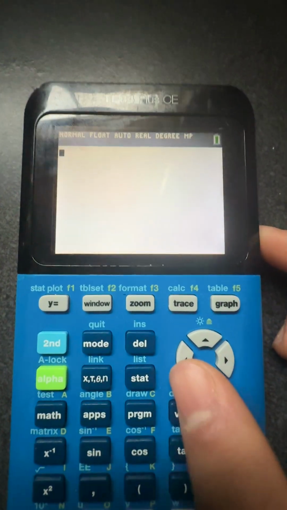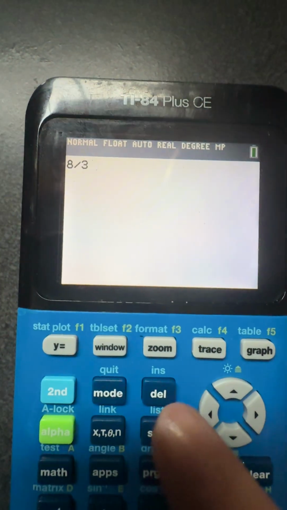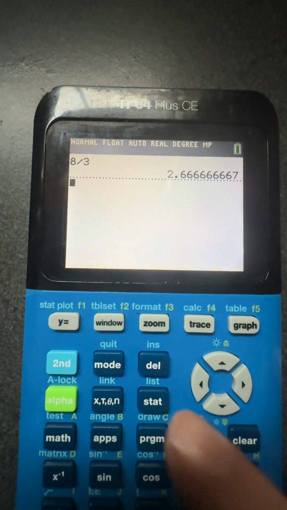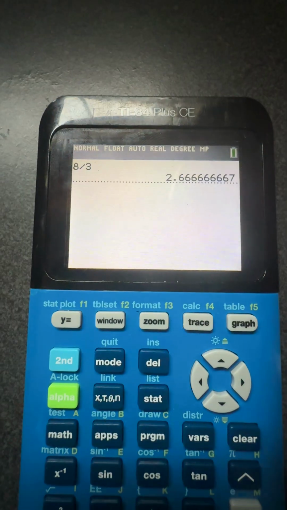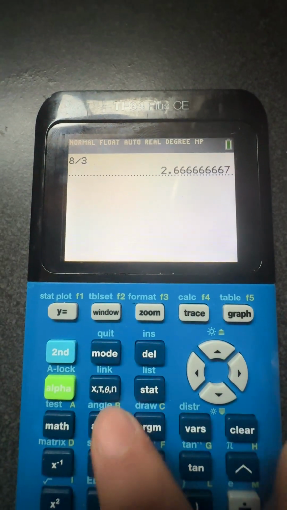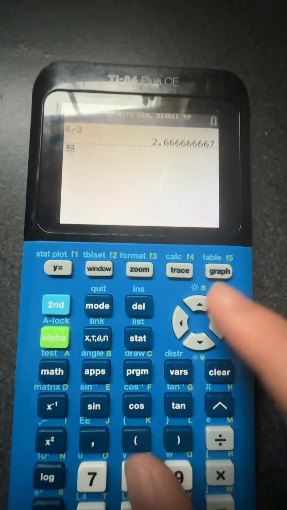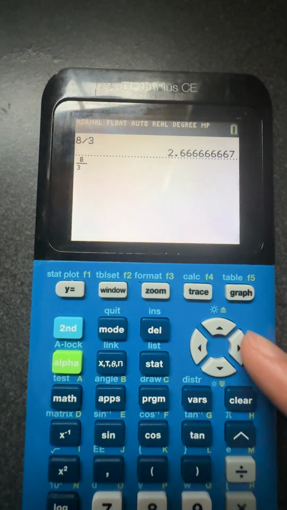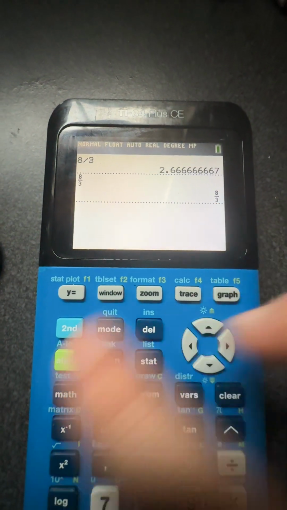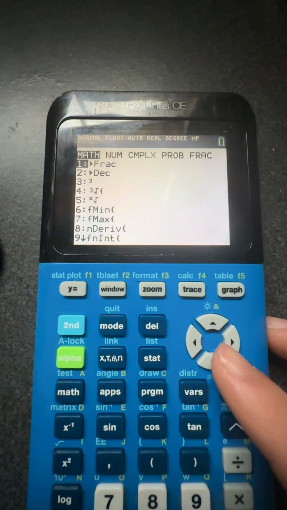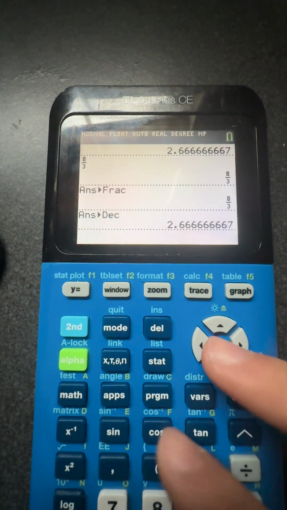So if you want to make a fraction, numerator over denominator in one thing, you can just hit alpha and then the x thing here, and it creates a little fraction thing where you can directly type in 8/3. And then if you want to convert that to decimal or something, just hit math fraction, and you get that, or math decimal.